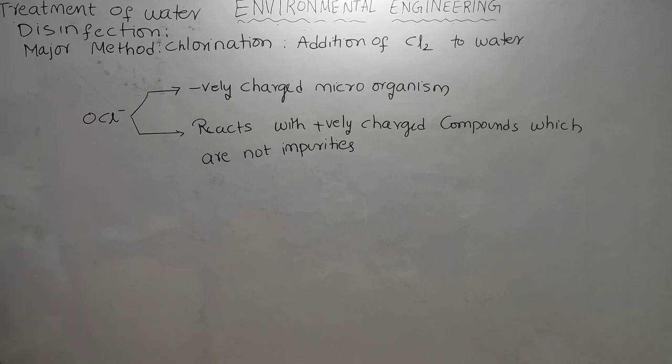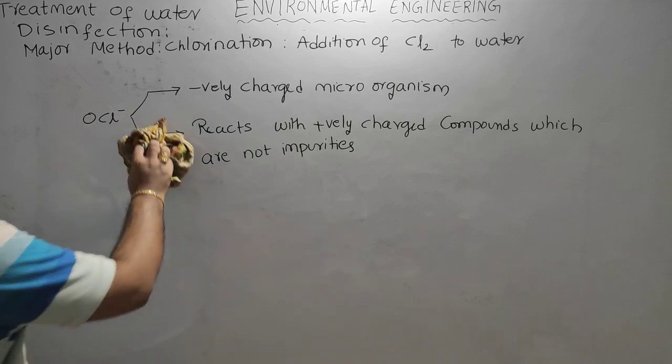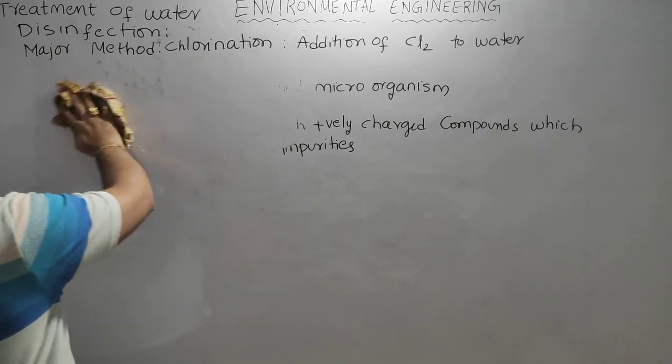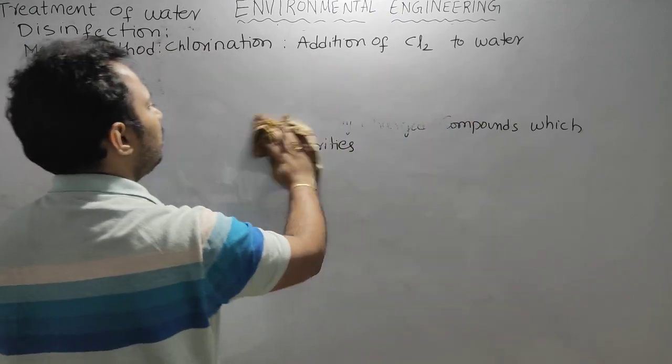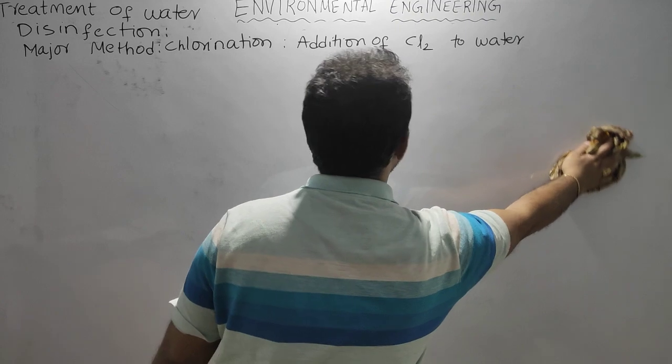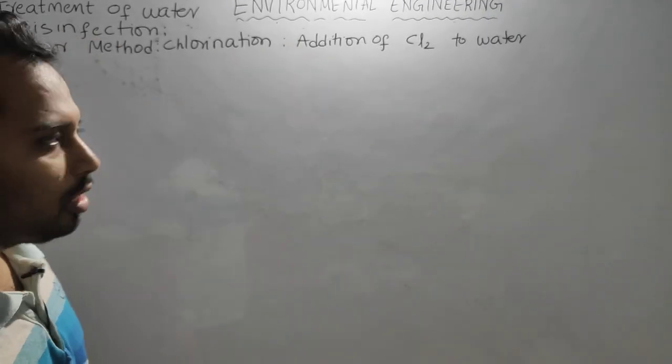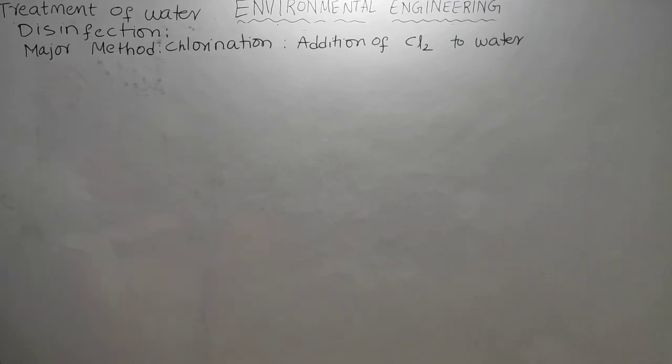How much proportion of HOCl is present and how much proportion of OCl minus is present will be decided by the pH of the water. So depending upon the pH of the water, the availability of HOCl and OCl minus varies. Let us see the ranges of pH. Before moving on to that, there are some reactions which are needed.